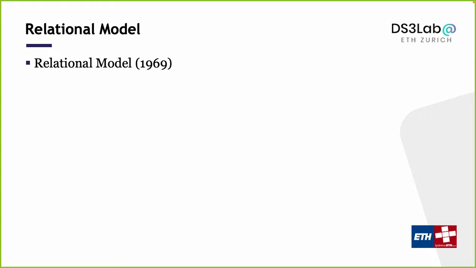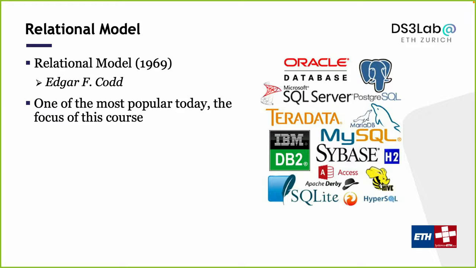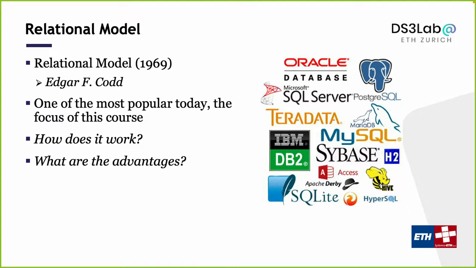The relational model started in 1969. That's when the first paper got published, right? It's one of the most popular ways to think about data today, and what we are going to focus on in this course. If you look at all those different database systems, they are taking a relational view. So again, let's think about how it works, what the advantages are, and what the limitations are.